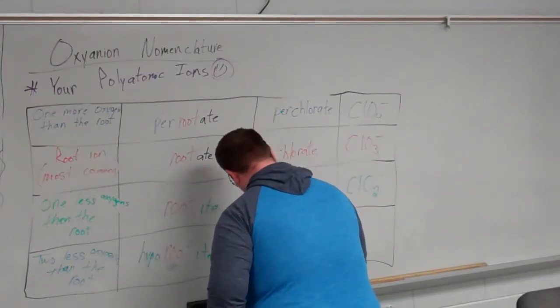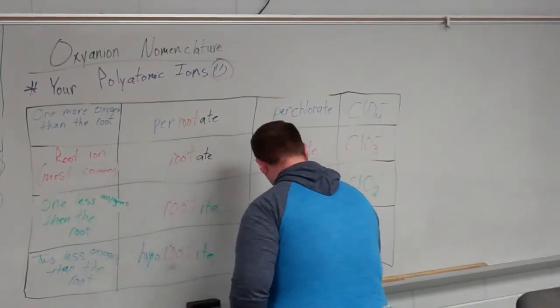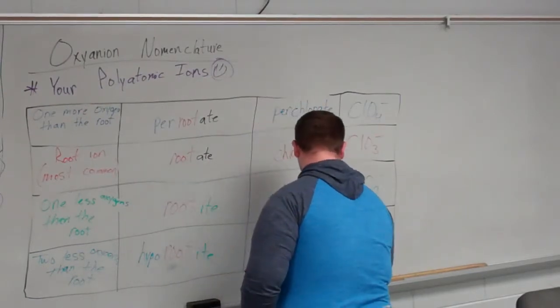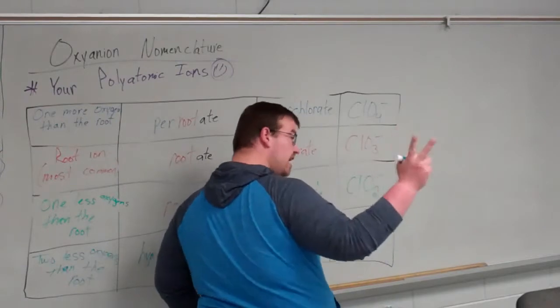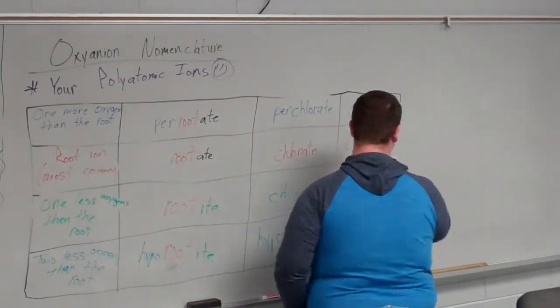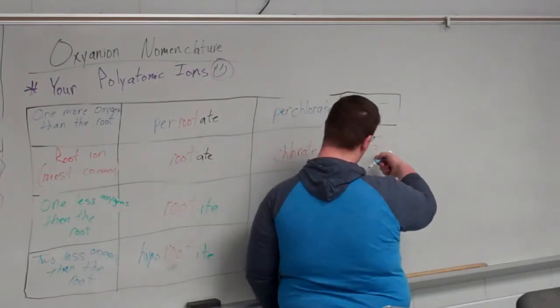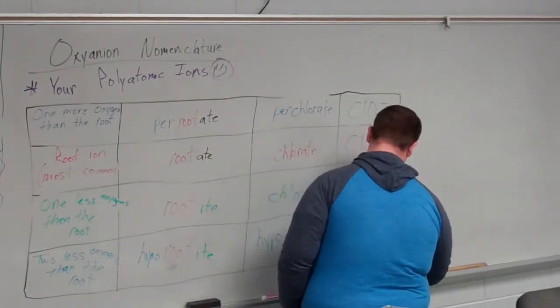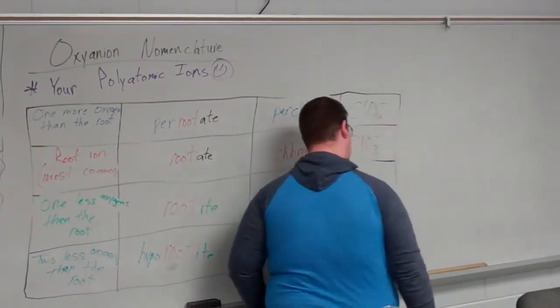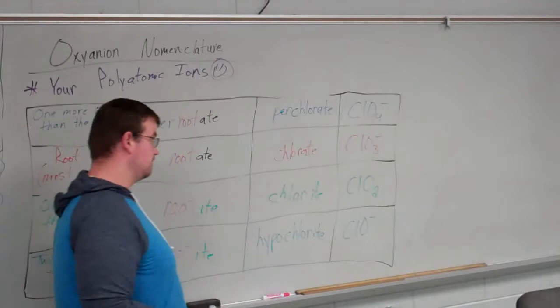Hypo, the root's chlor, ending ite. And it's 2 less than the base, than the root, sorry. So ClO. We normally have 3 with the root, so take 2 away. It'll be a 1 negative. So ClO minus.